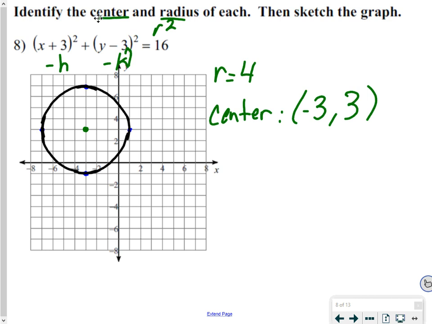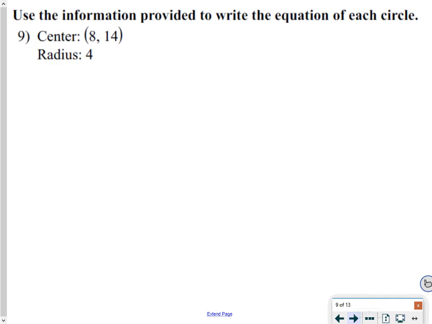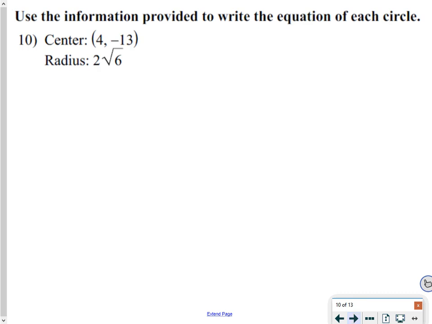All right. Three more. So number 10 is one of the most commonly missed questions when we get to this test. Okay, we have the center and the radius. Oops, that's not 10. Here's 10. The reason why I say this is one of the most commonly missed questions is because of how the radius is displayed. So it's 2 root 6.